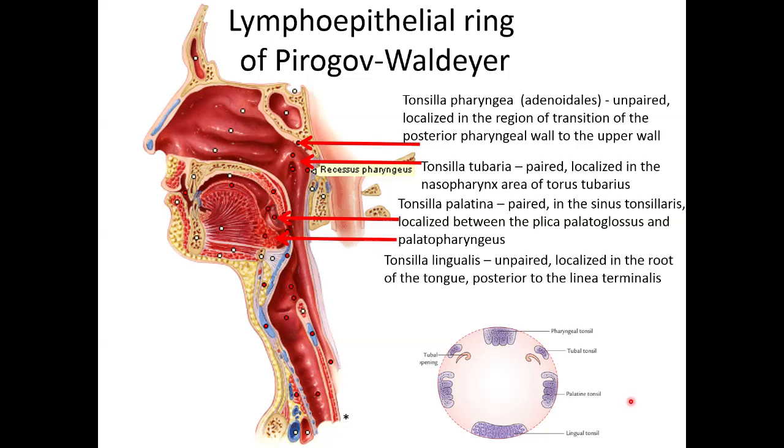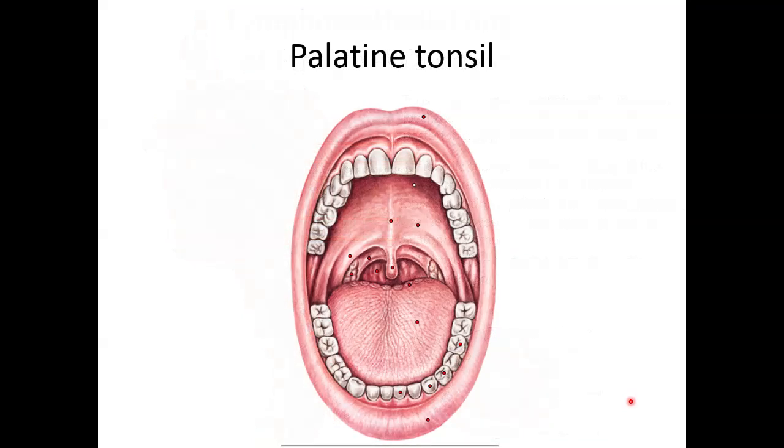And now let's try to find some of these tonsils especially. We can say that this tonsil is tonsilla palatina, located in sinus tonsillaris. Sinus tonsillaris is the place between arcus palatoglossus and arcus palatopharyngeus. So here it is. What is it? It's arcus palatoglossus, and more deeply, more posteriorly, what is it? It's arcus palatopharyngeus.